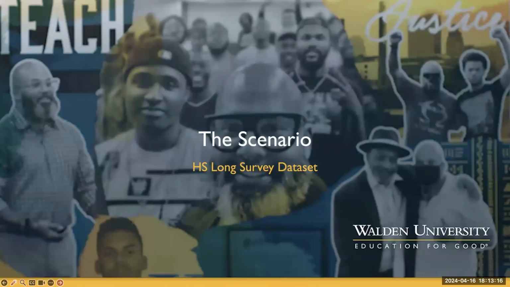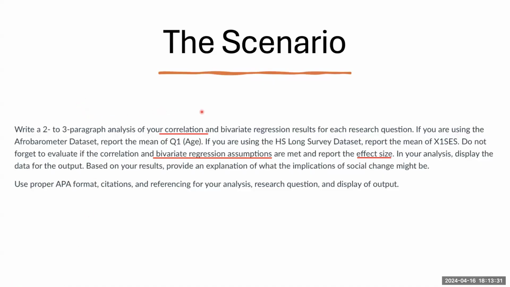Now, let's take a look at the scenario, first of all, that you will be faced with if you're taking the research course. Again, you're going to write a two to three paragraph analysis of your correlation, and remember, bivariate regression results. Tonight, we're only going to focus on the correlation. Tomorrow night's session, we'll focus on the bivariate regression results. And again, we're going to report the assumptions surrounding these tests and the effect size.